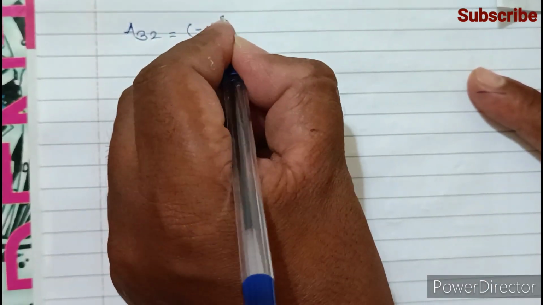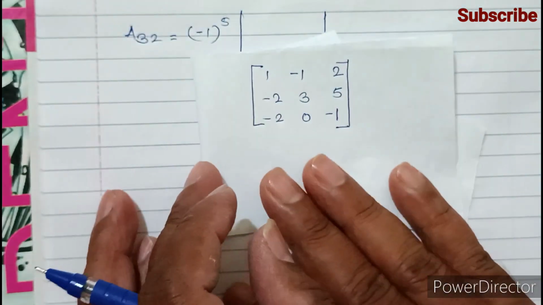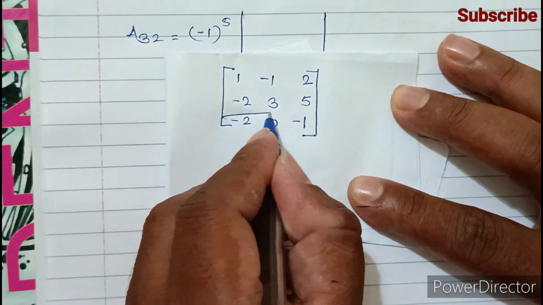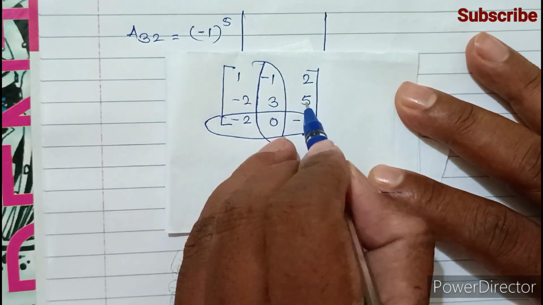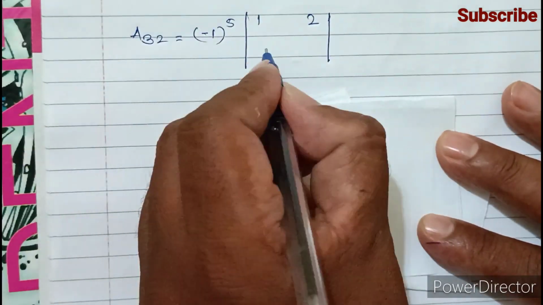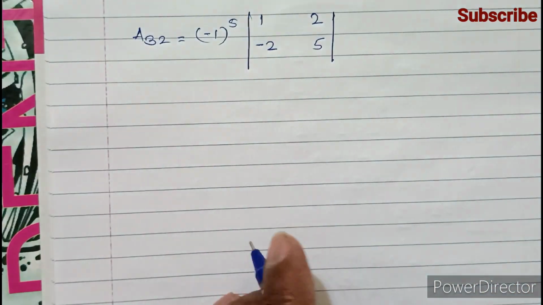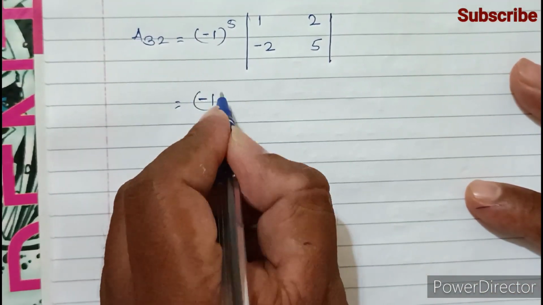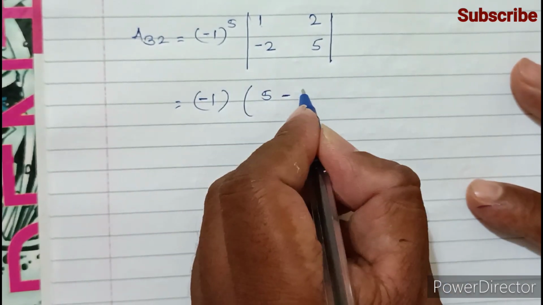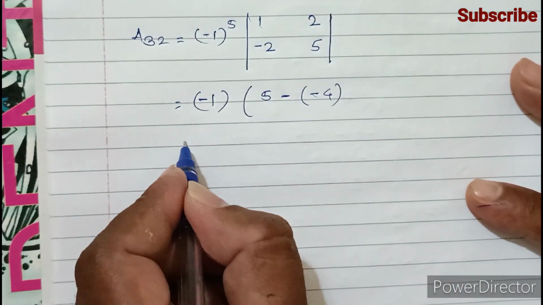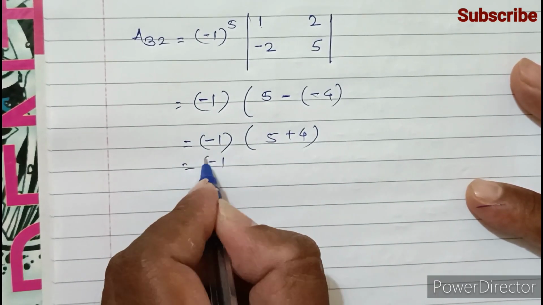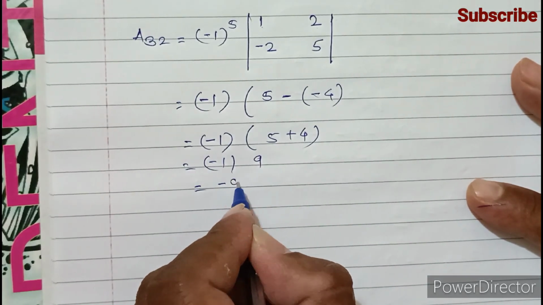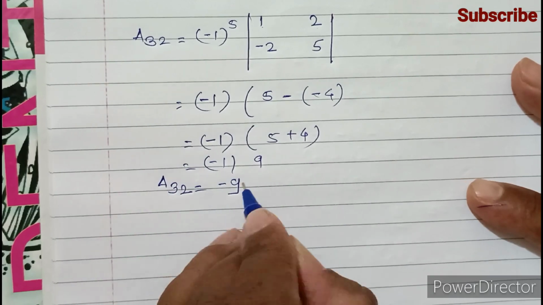A32 will be equal to (-1)^(3+2), that is 5. For the minor M32, the third row and second column will be eliminated. The remaining terms are 1, 2, -2, 5. That is 1, 2, -2, 5. On solving this, (-1)^5, that is minus of 1, in bracket 1 into 5, 5, minus of 2 into -2, that is minus of 4. Now that will be equal to -1 as it is, 5 minus minus plus of 4, that is -1, 5 plus 4, that is 9. That will be equal to minus of 9. The value of A32 we get is minus of 9.